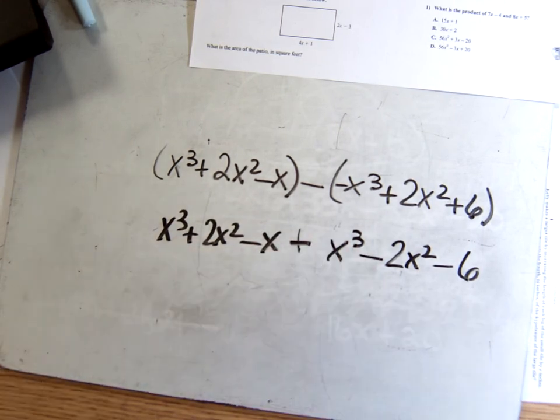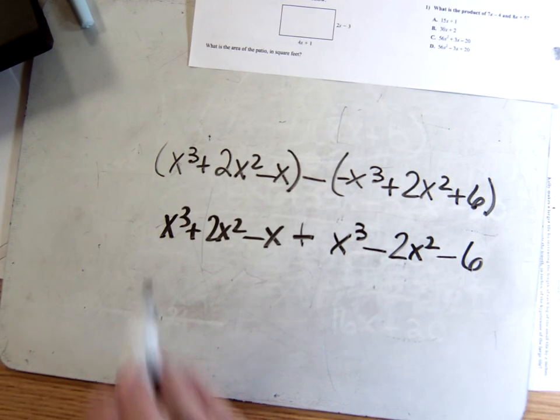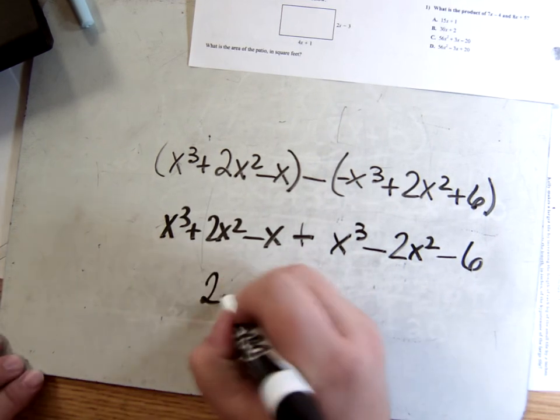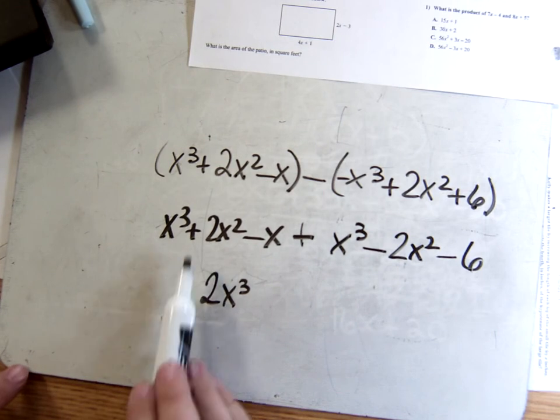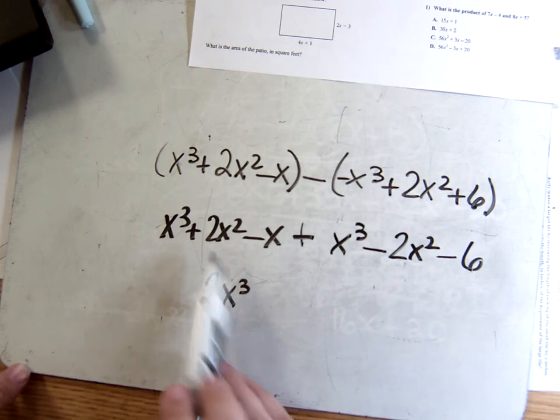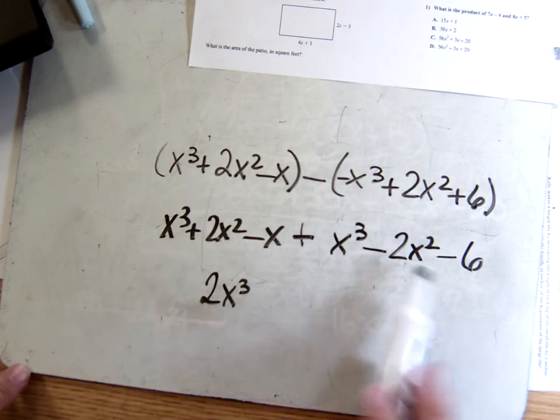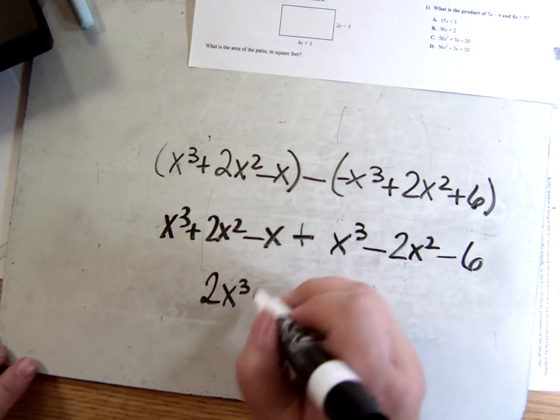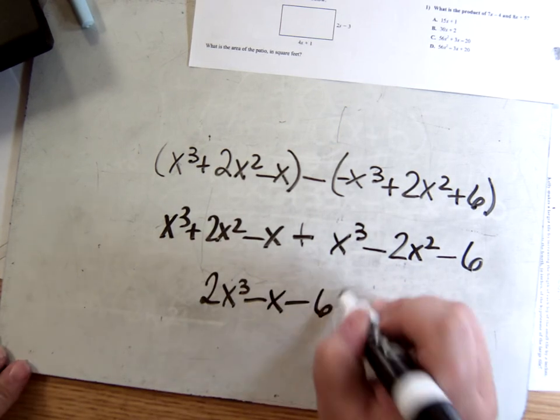So now I'm going to combine my like terms. X cubed and x cubed is 2x cubed. 2x squared minus 2x squared is no x squareds. Then I have a negative x and I have a negative 6, and that's my answer.